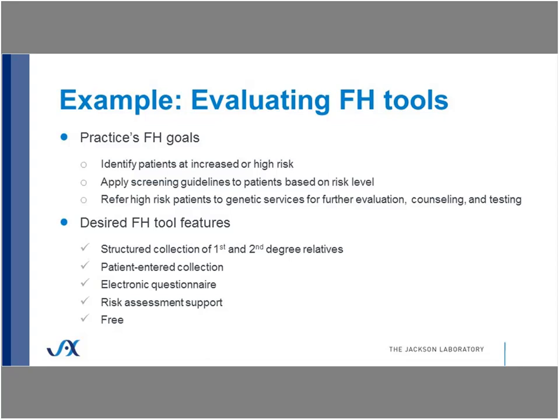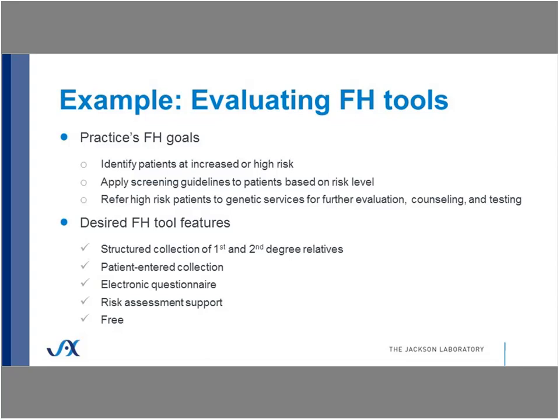One of the early sections of the toolkit is to help the practice team identify their primary goals for collecting family history or for using family history in the practice. In this scenario, the practice has gone through that process and said that our goals are to, one, identify patients who are at increased or high risk of colon cancer, two, apply screening guidelines to these patients based on their risk, and three, refer high-risk patients to genetic services for further evaluation.